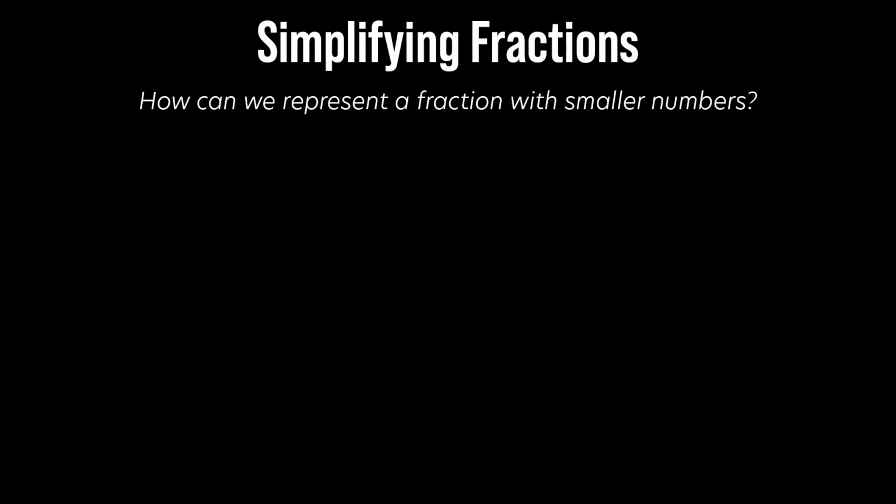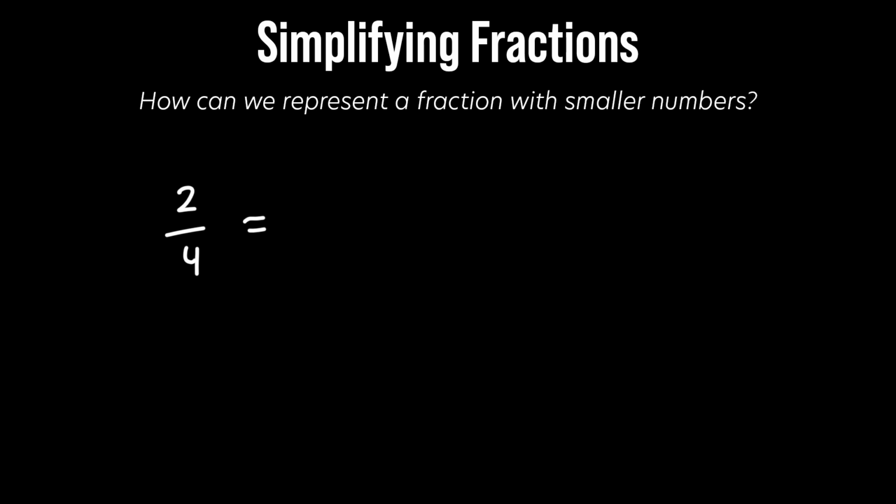Today we're going to be talking about simplifying fractions. How can we represent a fraction with smaller numbers? Well, there's this fundamental principle. If we take the fraction 2 over 4, you'll notice that the numerator and denominator both have a common factor of 2.